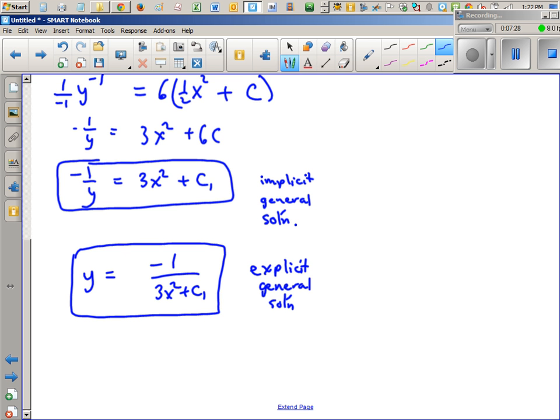Obviously our goal is to have explicits as often as we can. Sometimes you will not be able to isolate y here, it's just not humanly possible. That can happen. But we do our best, and in this case it wasn't too bad, I basically flipped both sides over and negated.